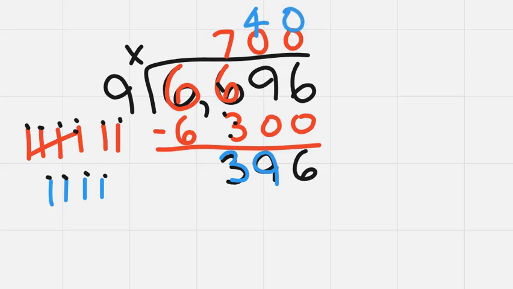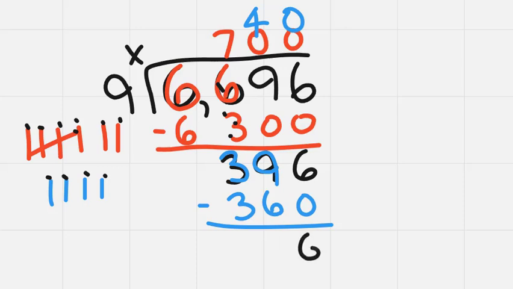Then we're going to multiply. 9 times 4 is 36. Then add the 0. Then we subtract. 6 minus 0 is 6. 9 minus 6, 9, 8, 7, 6, 5, 4, 3. And then 3 minus 3 is nothing, so we can ignore it. And now we divide again.